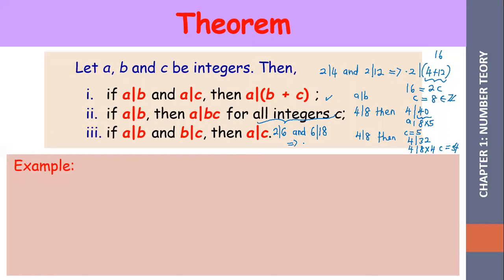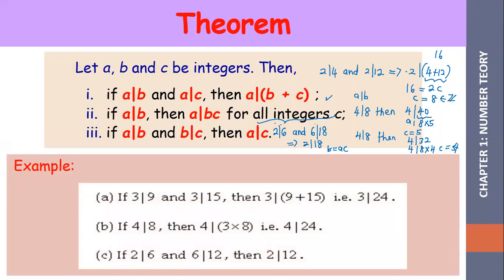So we can say that 2 divides 18. A divides B, B divides C, so we can say that A divides 18. Right? So if you use here B is equal to AC, you can find that C is equal to 9, which is an integer. So this is such an example. You can see this example.